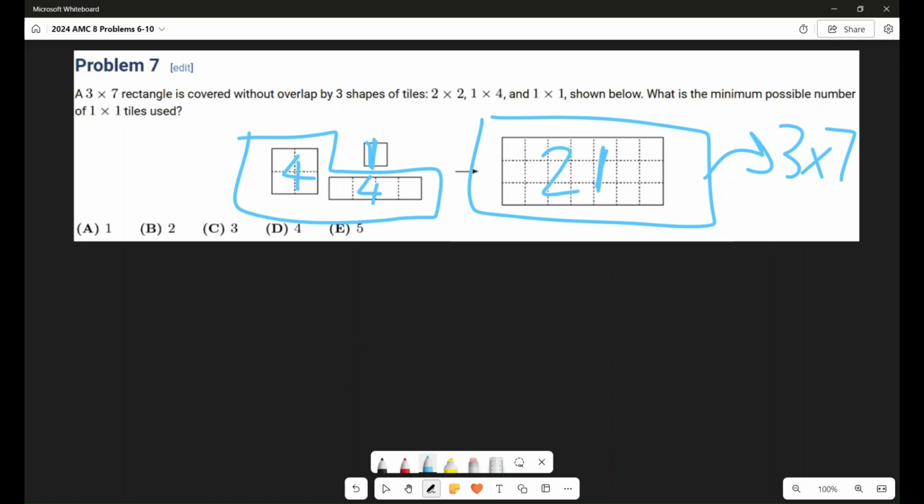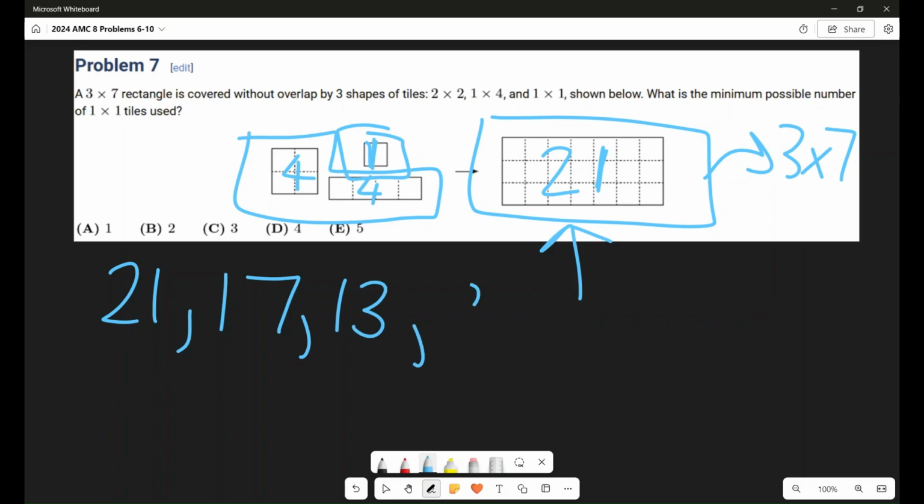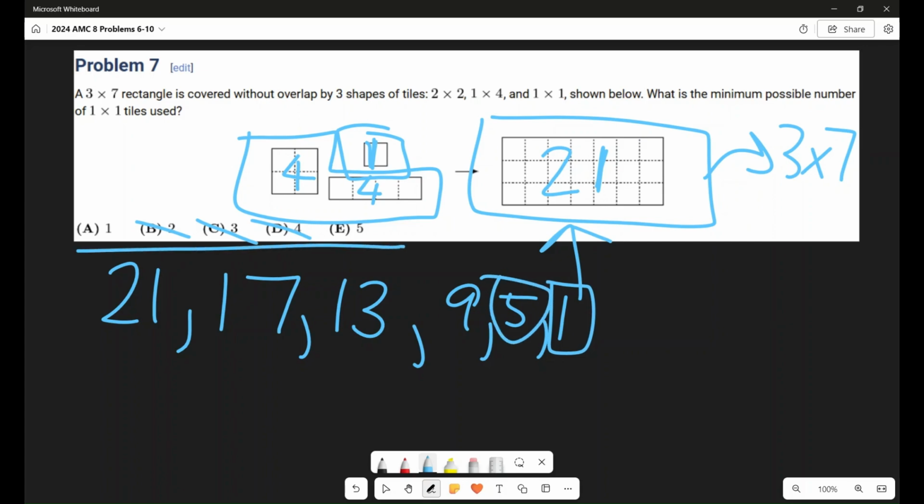So as we use the tiles, we take away 4 from the area of the big 3 by 7 rectangle. So the number of tiles remaining is the number of 1 by 1 tiles that we use. So that number can be 21, firstly, or it can be 17, or it can be 13, or 9, or 5, or 1. So we'll notice that we can knock out options B, C, and D because the number of 1 by 1 tiles used can only be 1 or 5 from this list.